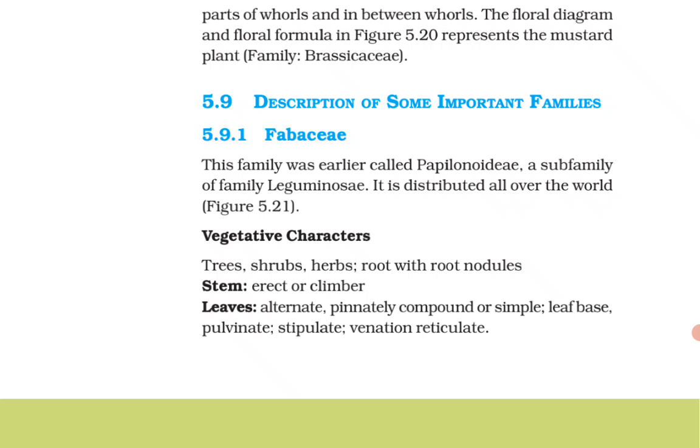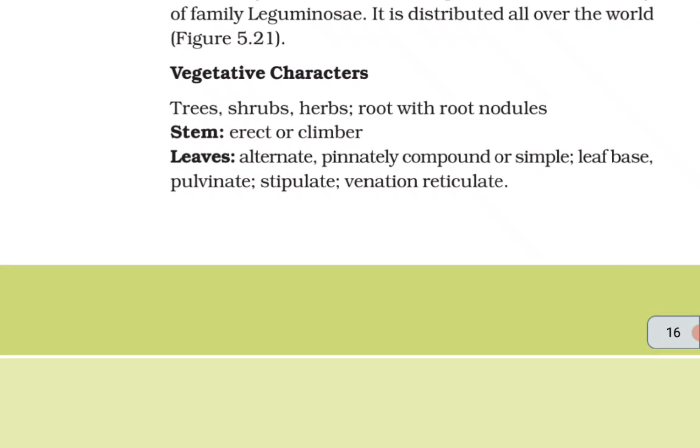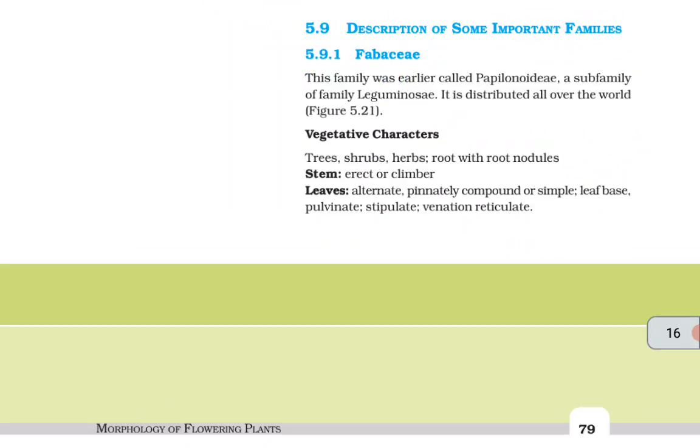Fabaceae. This family was earlier called Papilionoideae, a subfamily of family Leguminosae. It is distributed all over the world. Vegetative characters: trees, shrubs, herbs, roots with root nodules. Stem: erect or climber. Leaves: alternate, pinnately compound or simple. Leaf base: pulvinate, stipulate, venation reticulate.